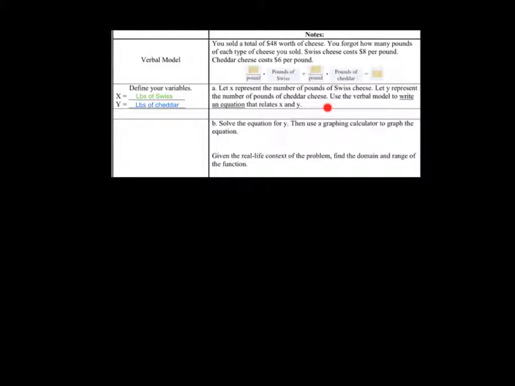So we're going to use our verbal model to write an equation that relates X and Y. When it comes to this part, we want to think through what we have. They gave me a total amount of money that was spent, so I know that my equation when I set it up should be equal to that total amount, which was $48.